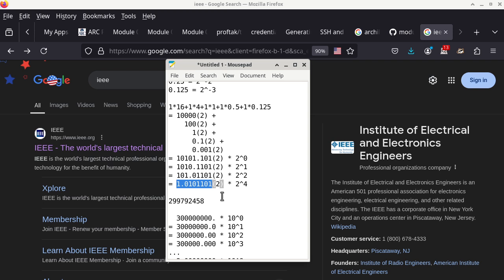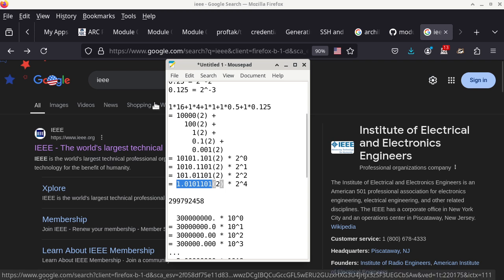Is that okay? In other words, floating point numbers from the theoretical perspective are no more than scientific notation, but in base 2. Are we doing okay so far with that concept? Okay, floating point numbers in theory are just scientific notation, but everything is in base 2. We good so far? Okay, all right.